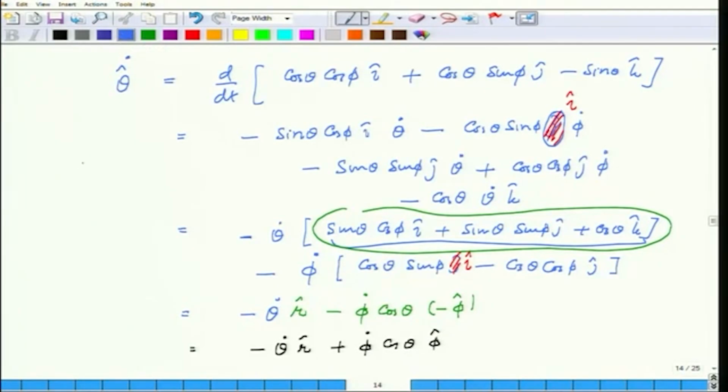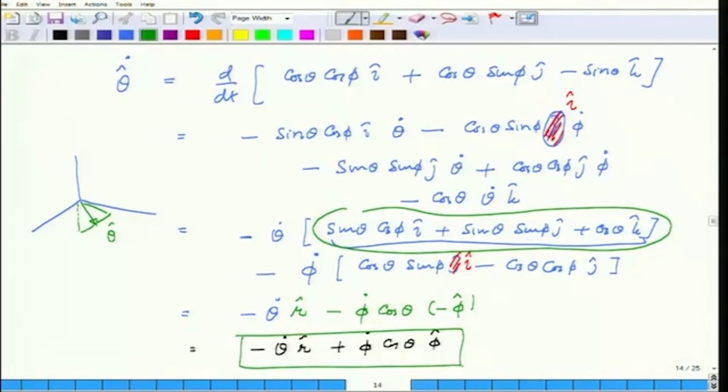Pictorially, if I look at it, this was my theta unit vector. As theta changes, it changes like this, keeping the phi the same. So it has a component in the minus r direction, and if phi changes, it moves like this. So it has a component in the positive phi direction, and this is what this expression reflects. How about phi unit vector?